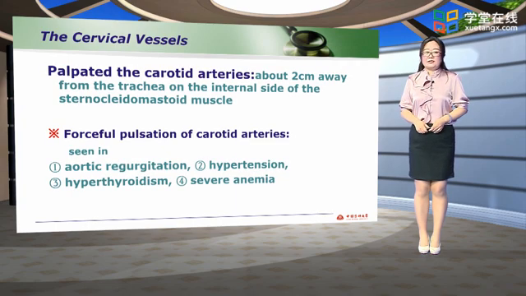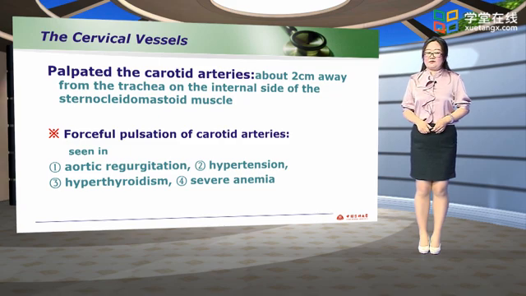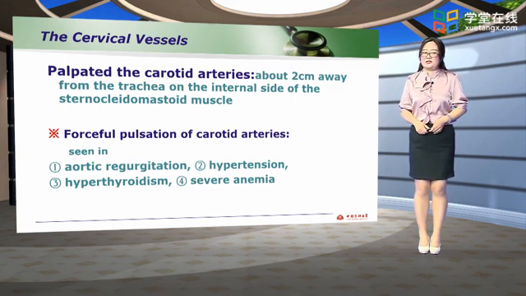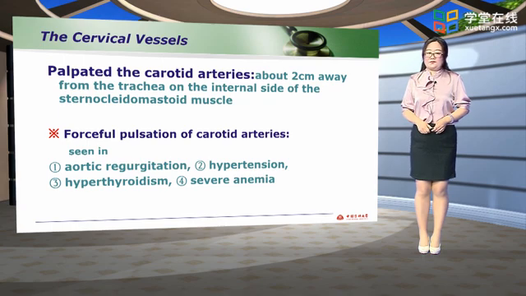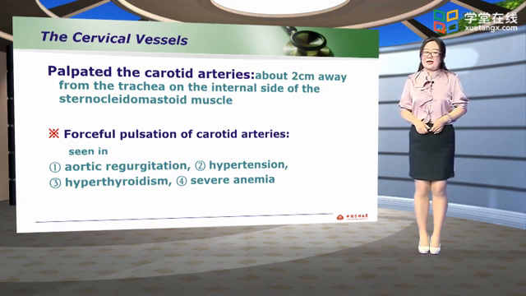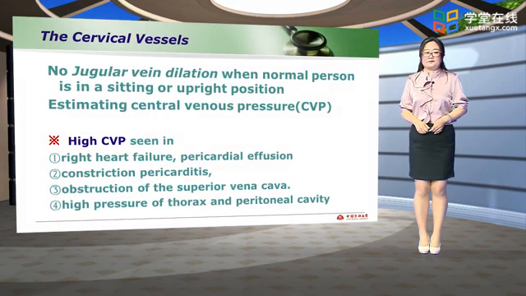The last part is about the cervical vessels. We palpate the carotid arteries at a position about 2 centimeters away from the trachea on the internal side of the sternocleidomastoid muscle. Remember, you can't palpate both sides together. If you do that, it's very dangerous. Forceful pulsation of the carotid artery is usually seen in aortic regurgitation, hypertension, hyperthyroidism, and severe anemia.